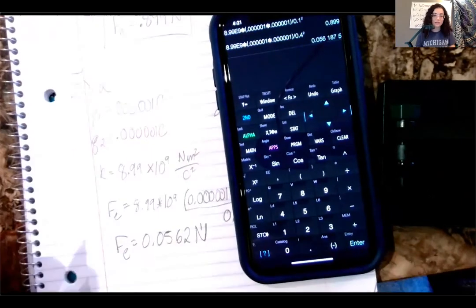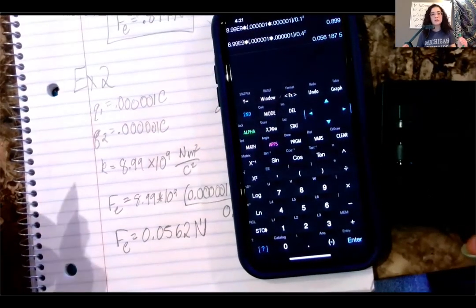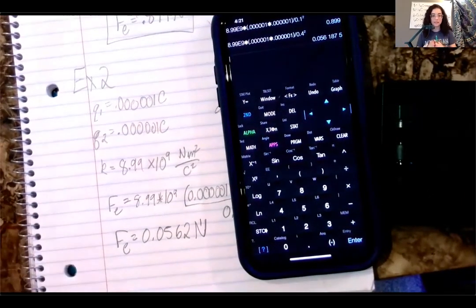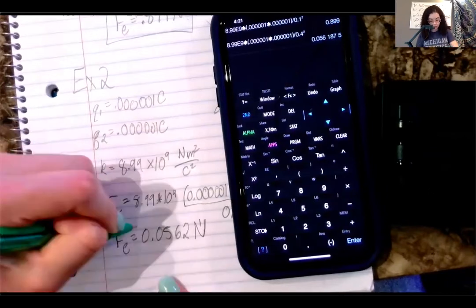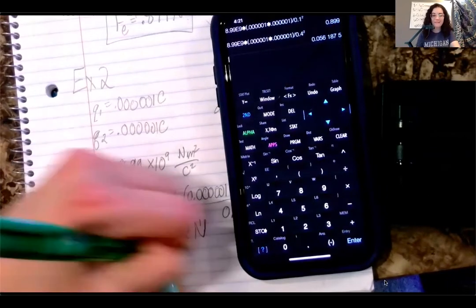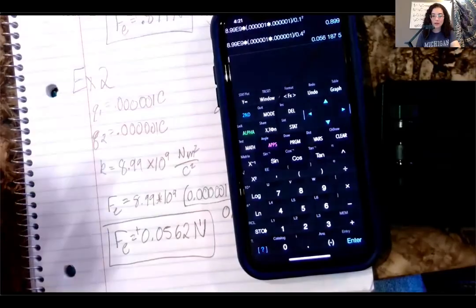Once again, think about it. Are our charges the same sign or are they opposite signs? If they are opposite signs, opposites attract and we get a positive force. Put a box around it. Okay.